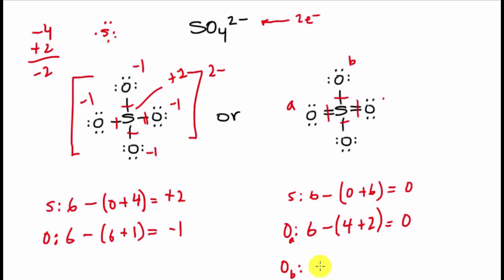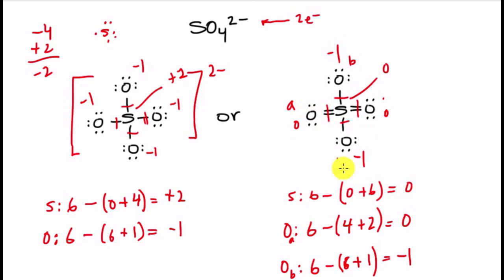And B, we look at 6 minus 2, 4, 6, plus 1. So that would be 7. 6 minus 7 is going to give me minus 1. So just a minus 1 here, a minus 1 here, a 0, and for the middle, a 0. So this is definitely a better structure for the sulfate.